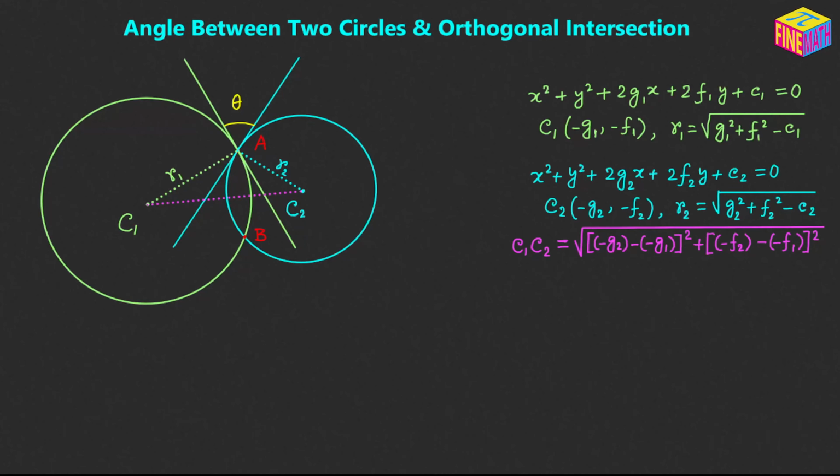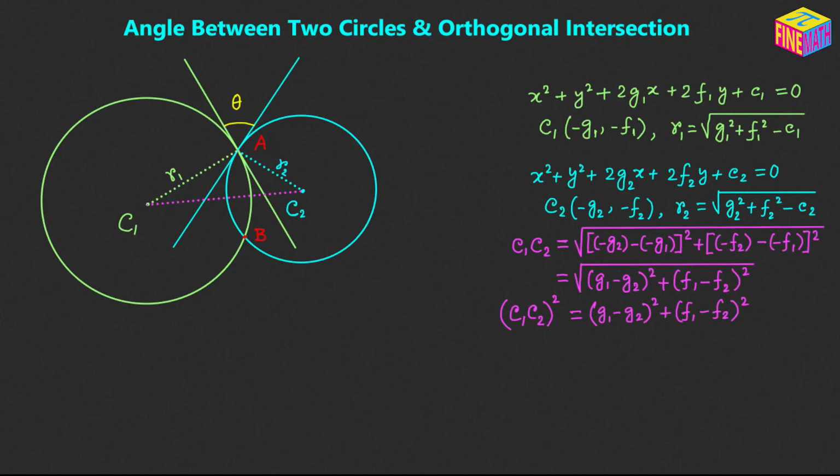I am simply using the distance formula to find the distance between C sub 1 and C sub 2. And if we simplify this a little bit, it's going to look like this. And then if we take a square on both sides, the square of the distance between C sub 1 and C sub 2 would be like this. And then if we expand the right hand side, if we remove the parentheses, then it's going to look like this. And we're going to need it very soon, so let's keep it handy.